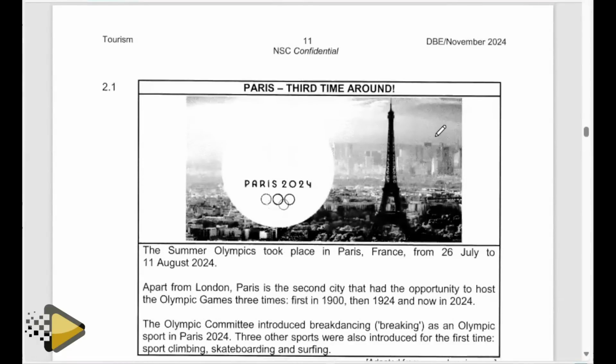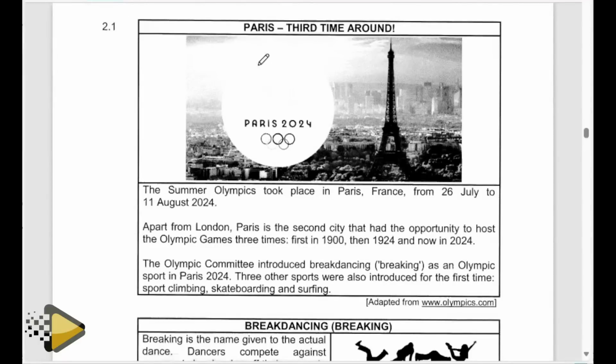Then we have a scenario which we have been given. Let's go through the scenario. Paris, third time around. We have Paris 2024 as the Summer Olympics took place in Paris, France, from 26 January to 11 August 2024. Apart from London, Paris is the second city that had the opportunity to host the Olympic Games 3 times, first in 1900, then in 1924, now in 2024.